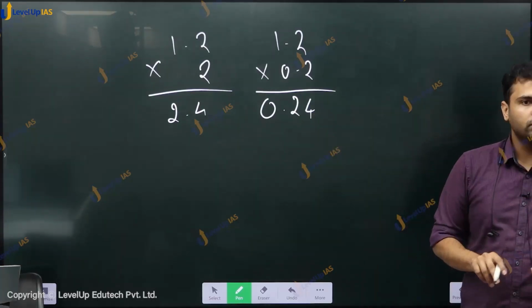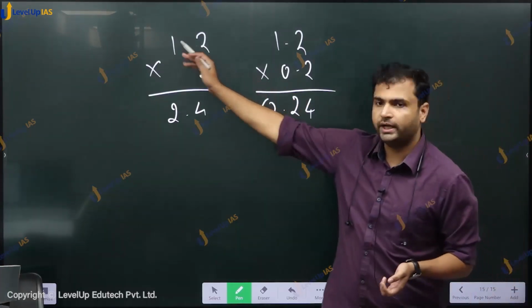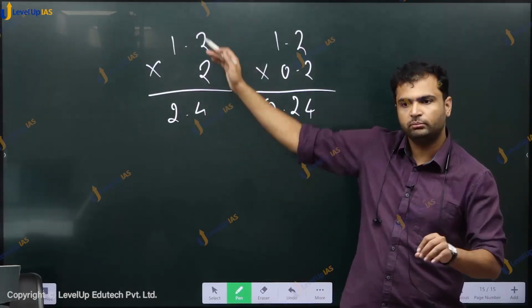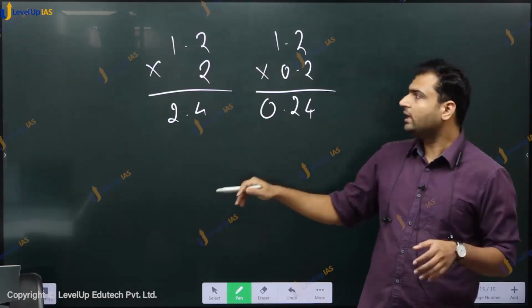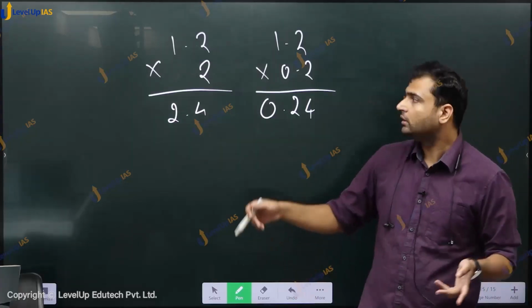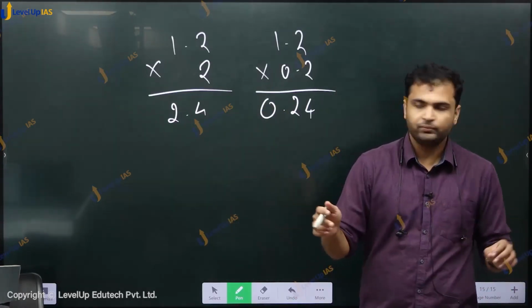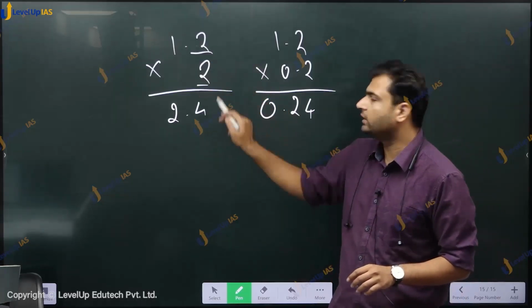What is the working rule? The working rule is we forget that there is a decimal point. We multiply as usual and then we try to place the decimal point after the same number of digits from the right as there are digits here in total.